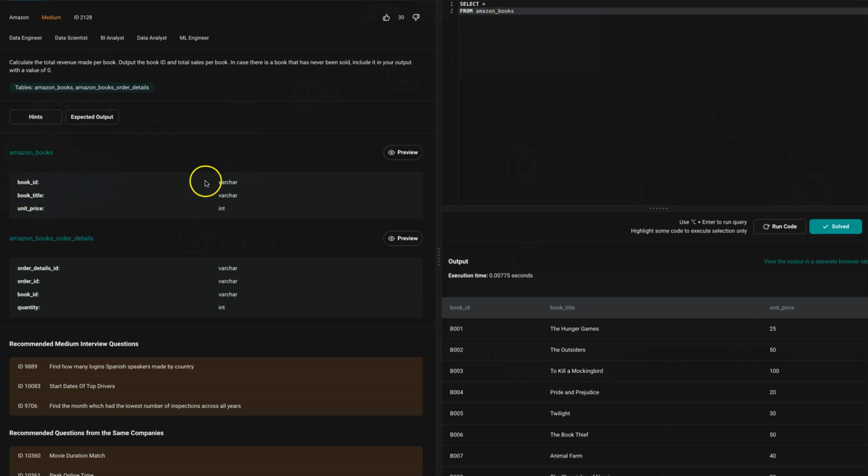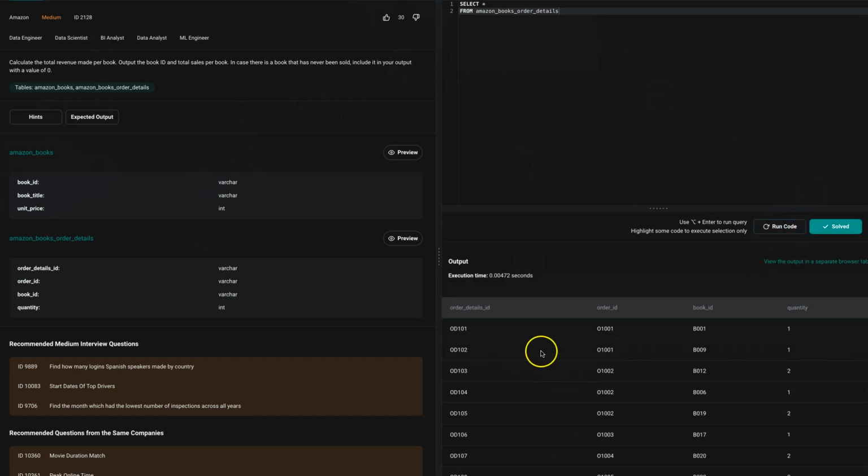In the second table here, we have Amazon books order details. Just by the name, we can tell this contains the purchase details of those books. Again, order details ID, order ID, book ID, and quantity, right? This is an interesting field, quantity, because we don't have it in the Amazon books table. We just have the pricing. So we will have to somehow connect those two tables so we can multiply the price with the quantity. That will give us the sales of that book.